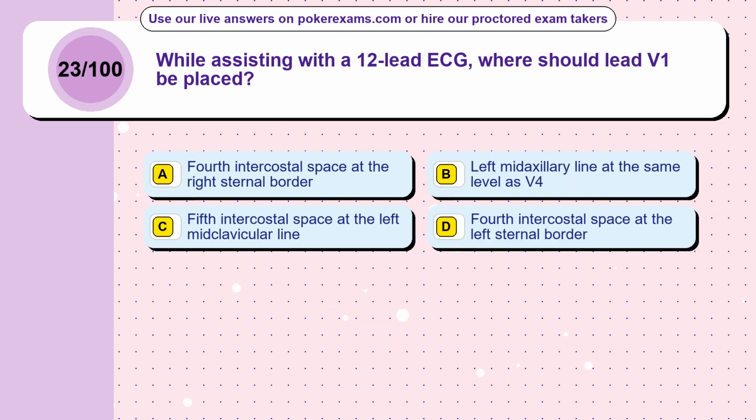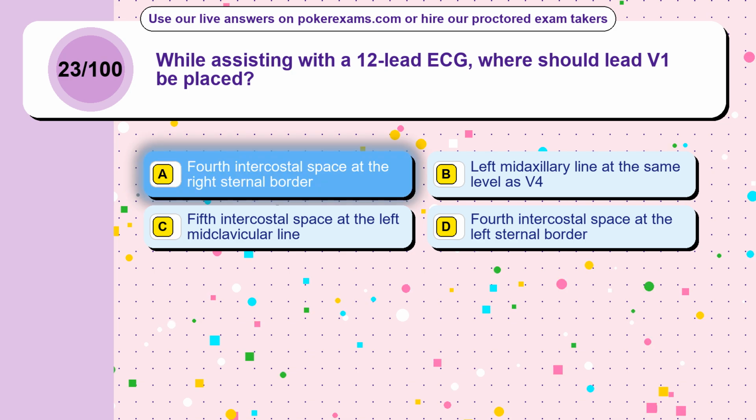Question 23. While assisting with a 12-lead ECG, where should lead V1 be placed? Option A. Fourth intercostal space at the right sternal border. Option B. Left mid-axillary line at the same level as V4. Option C. Fifth intercostal space at the left midclavicular line. Option D. Fourth intercostal space at the left sternal border.